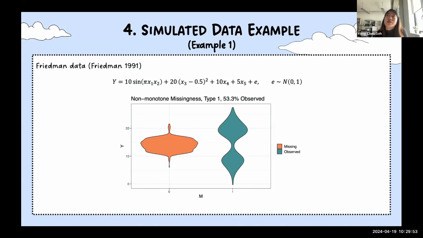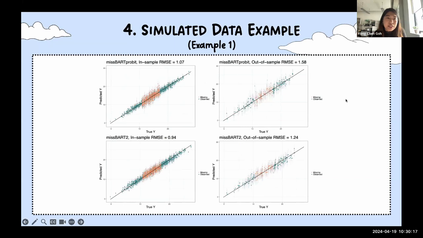So if I fit both of our models to this data, I can get predictions for the observed values, and I can get posterior samples of the missing values, and I can compare them with the true simulated values. So I've split them into training and testing sets. And if I run my models and get my results, this is what they look like. The top row shows the results from MISBART probit, and the second row shows the results from MISBART 2. On the left, we've got the in-sample observations, and on the right, we've got the out-of-sample.